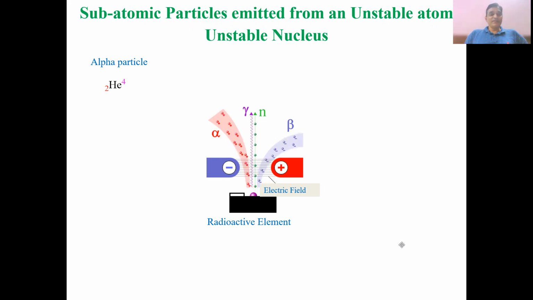Keep in mind, in competitive exams it is generally asked, what are alpha particles? You will tick the option that alpha particles are helium nuclei. You will never tick that alpha particles are helium atoms. Alpha particles are not helium atoms. Alpha particles are helium nuclei, which are continuously emitted from the unstable radioactive nuclei.